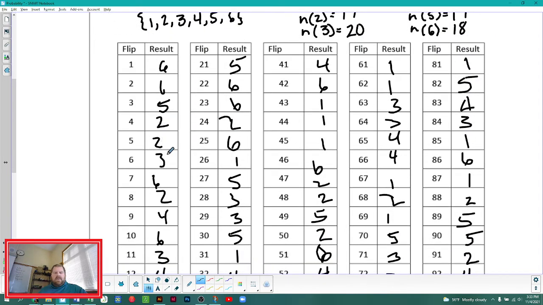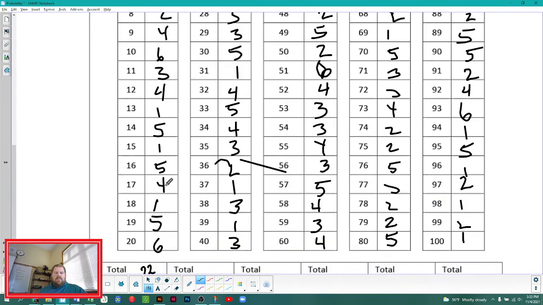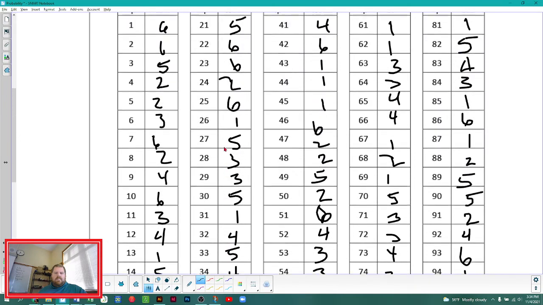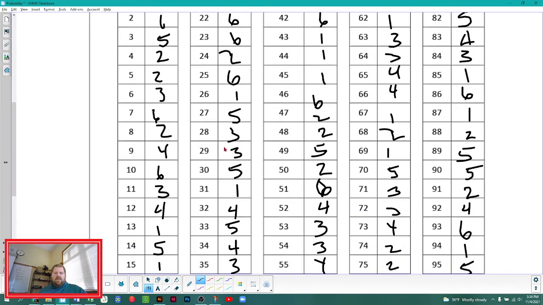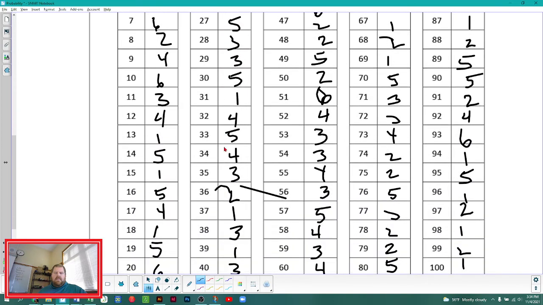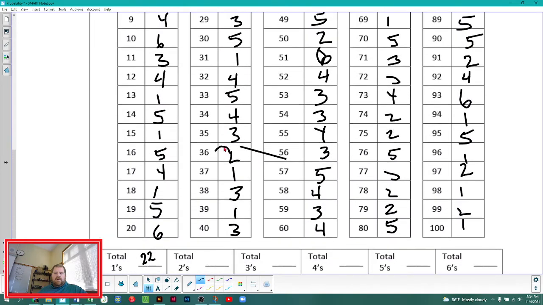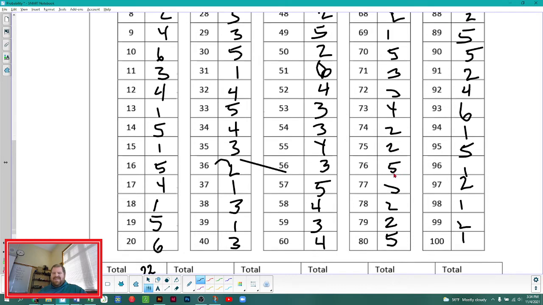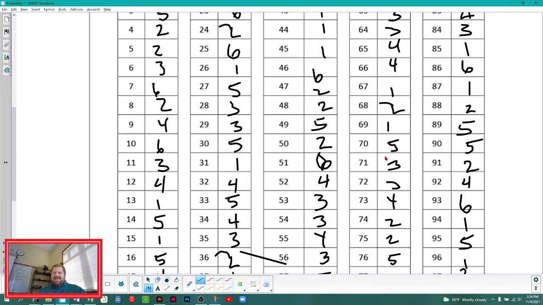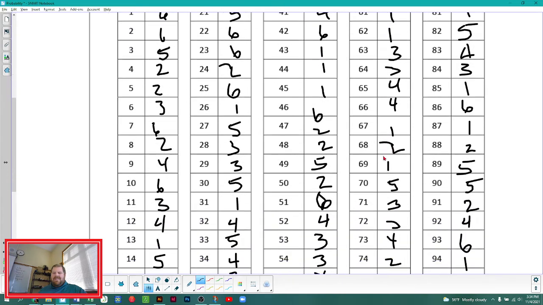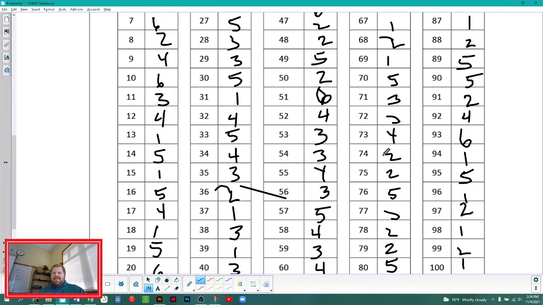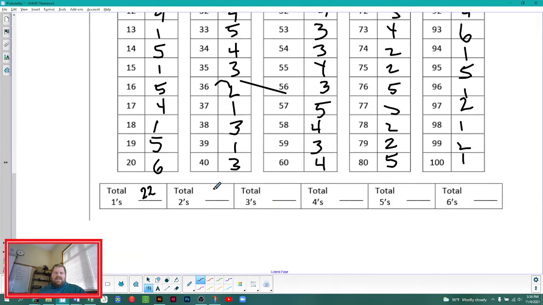So twos wise, I have 1, 2, 3, 4, 5, 6, 7, 8, 9, 10. I think that's supposed to be a 2. No, that's a 3. 10, 11, 12, 13, 14, 15, 16, 17. I had 17 twos.